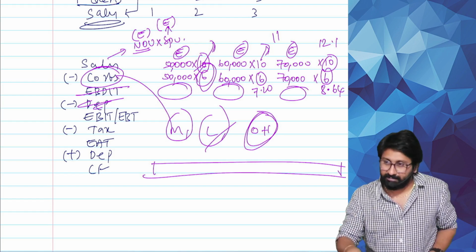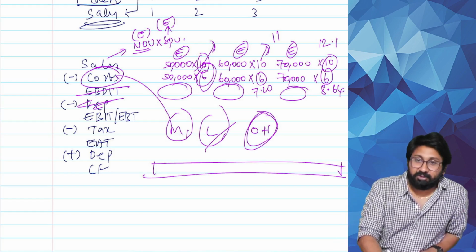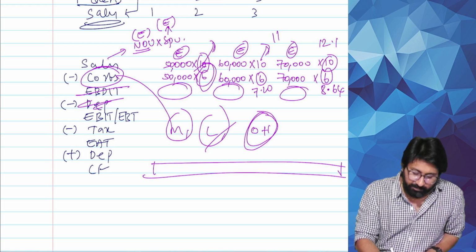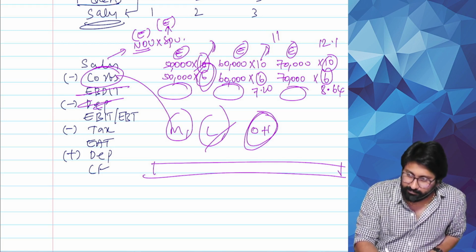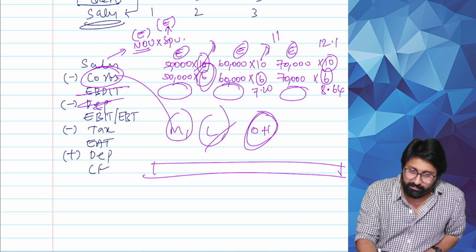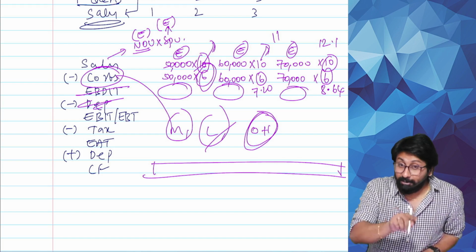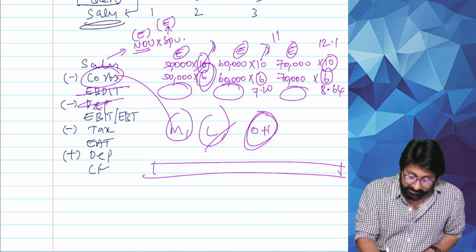Start again. 50,000 will have, faster. 50,000 will have. 60,000 have. 70,000 have. 10 rupees have. Next, 6 rupees have.